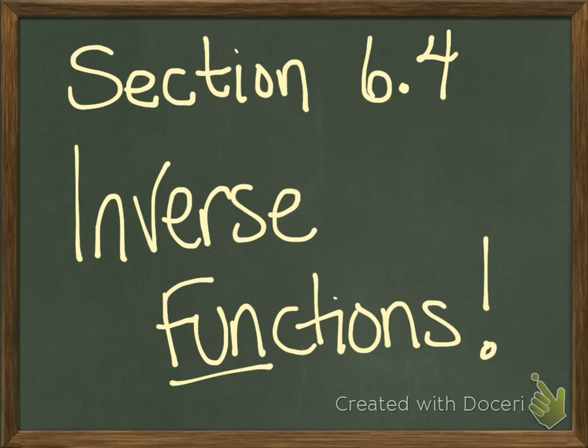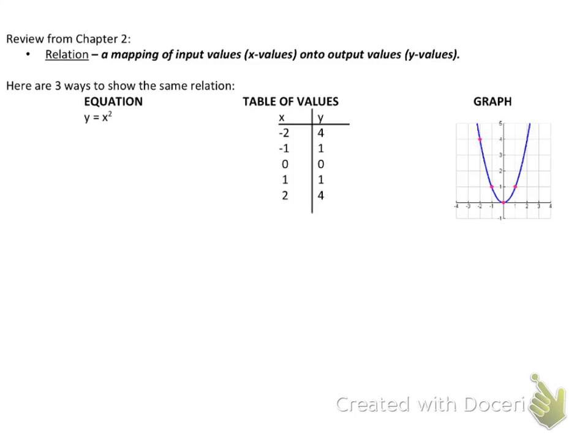Section 6.4, Inverse Functions. As a reminder from Chapter 2, recall that a relation is simply a mapping of input values, which are the x values, onto the output values, which are the y values. And also recall that there's basically three ways that we can look at a relation.